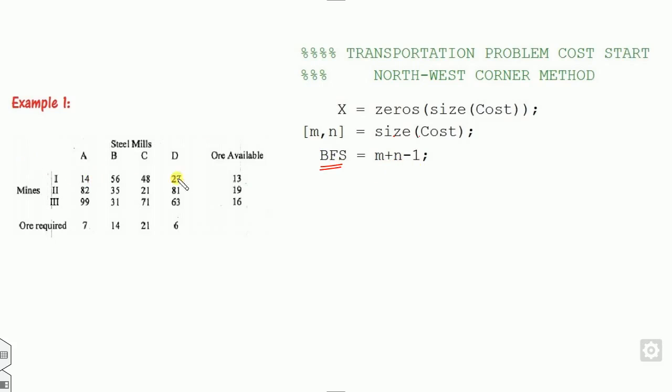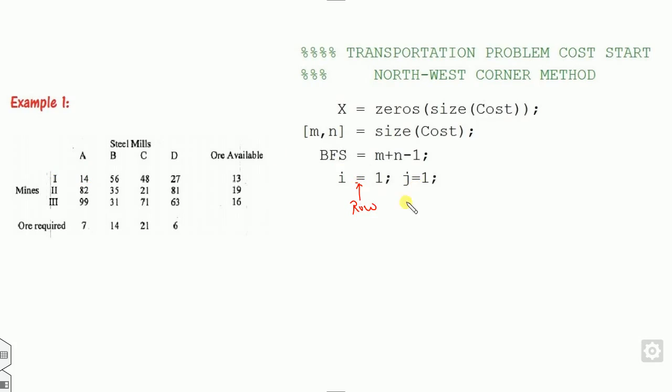Now in the northwest corner method, we always start with the first position. What is the row? This is 1 comma 1. So I define i and j as 1 and 1. i is for my row position, j is for my column position. And the total number of BFS we need is m plus n minus 1.